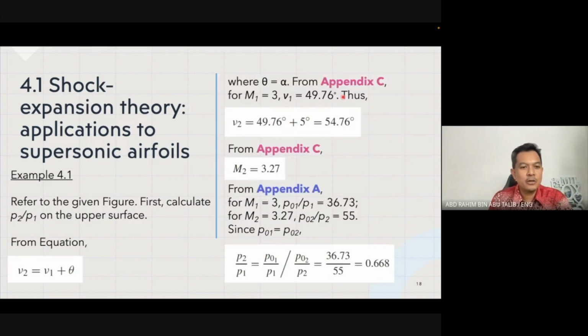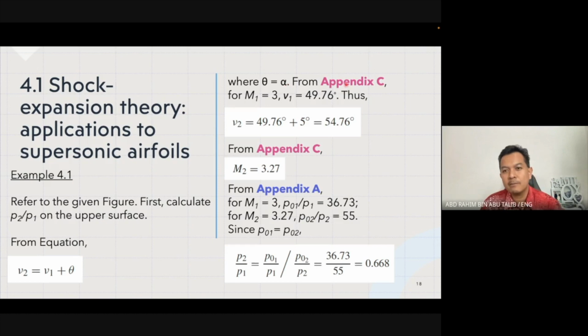All right. So if we refer to the given figure, first you must calculate the ratio of pressure on the upper surface, from our earlier equation. If we refer back to chapter 3, you will find that V2 is equal to V1 plus theta, where theta in this case is equal to the angle of attack alpha.